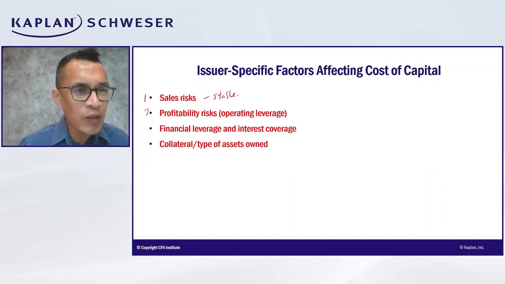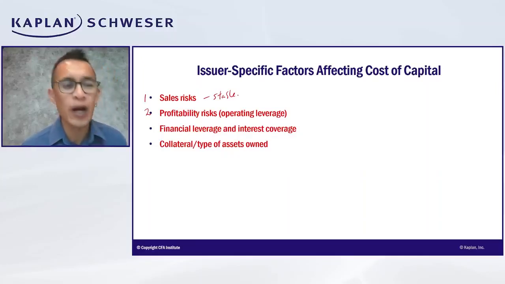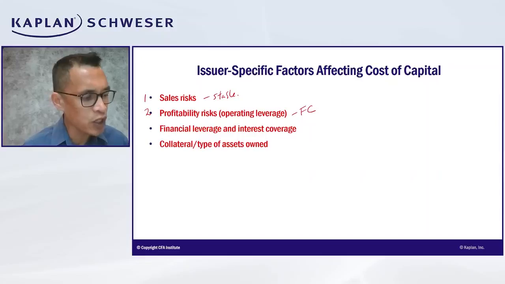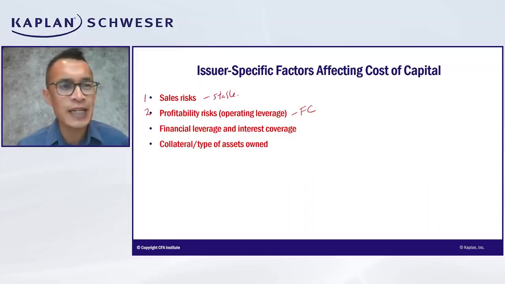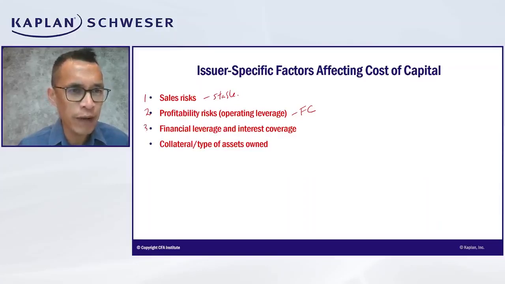Number 2, operating leverage, ties into profitability. The higher the proportion of fixed costs to total costs in a company's cost structure, the greater the sensitivity of changes in cash flows and profits for a given change in revenues. So as a result, if there is more operating leverage, that is going to increase the cost of capital, to the extent that there are more fixed costs.